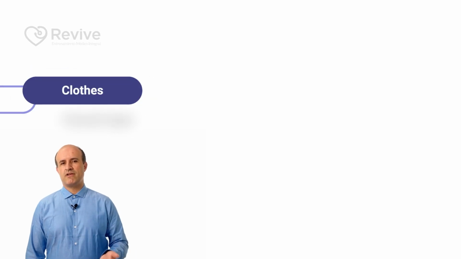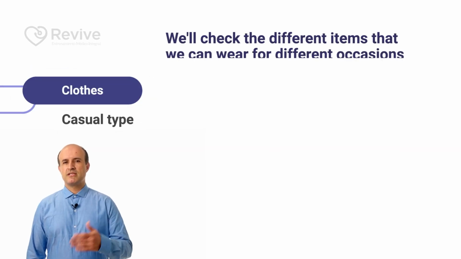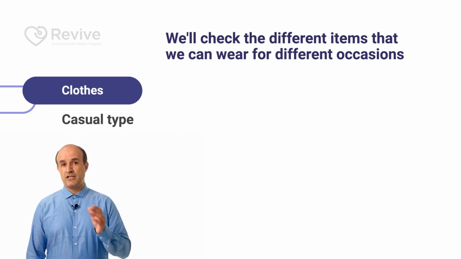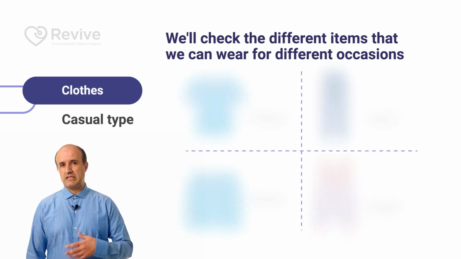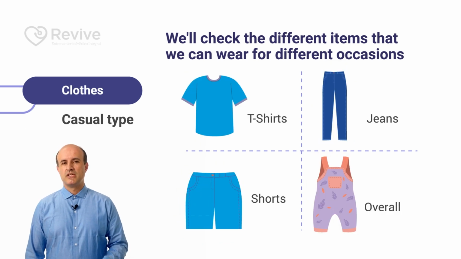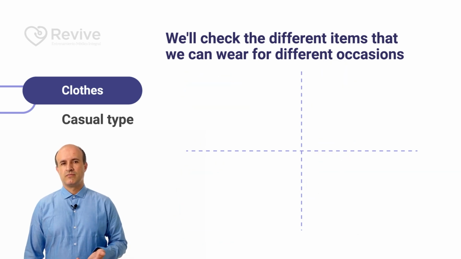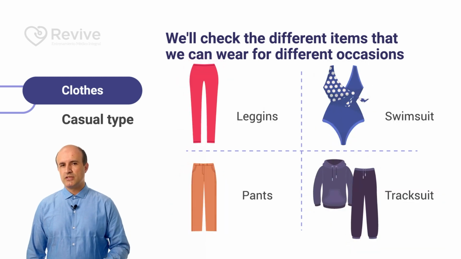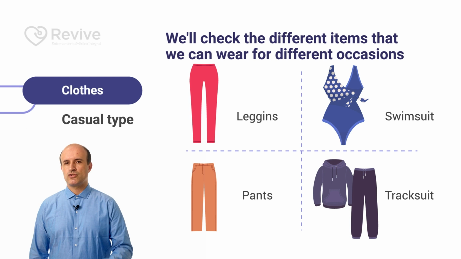For our first topic, the clothes, we will review the vocabulary of the clothes. We will start by checking the different items that we can wear for different occasions and in your everyday life. Our first group of items of clothing is the casual type. This type includes items such as t-shirt, jeans, shorts, overall, skirt, coat, jacket, sweater, leggings, swimsuit, pants, and tracksuit.